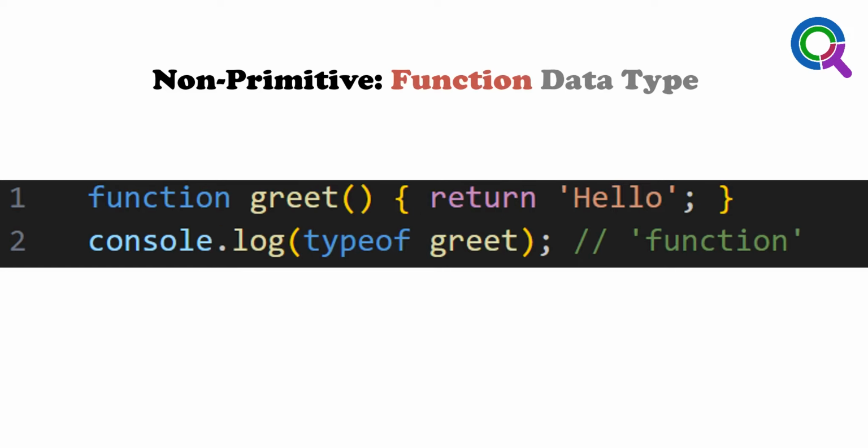A function is a reusable block of code that performs a specific task. For instance, a greet function that returns "hello" has the type function.